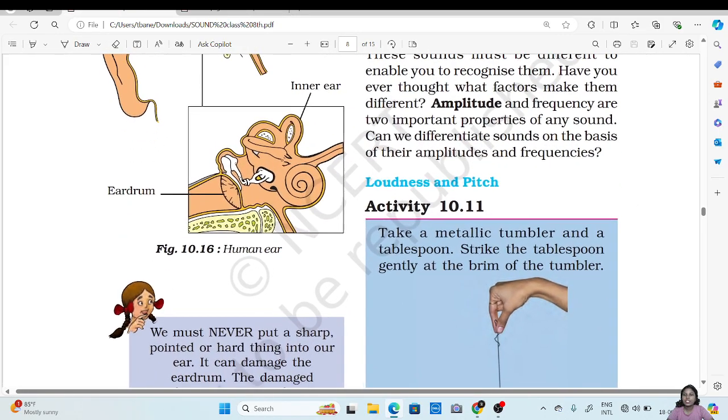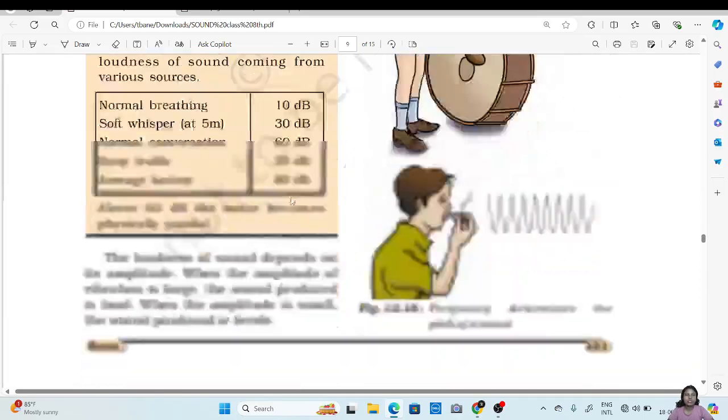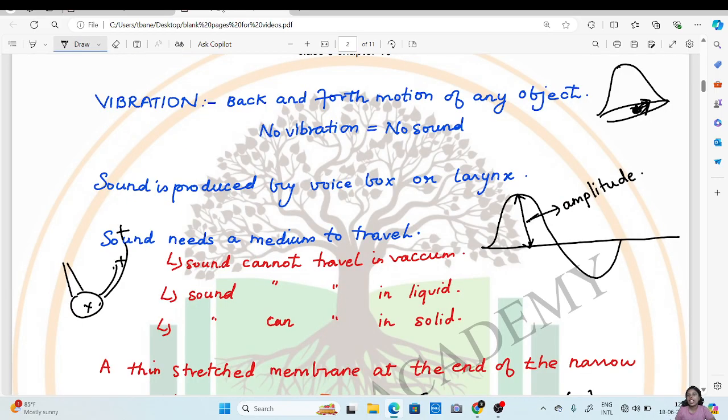So now, can we differentiate sounds on the basis of their amplitudes and frequencies? Loudness and pitch. The loudness of sound depends on its amplitude. What I said earlier about the bell, right? The loudness is defined by this amplitude. Say this round structure goes and hits the wall very slightly. In that case, the sound will be less. So the amplitude with which it is hitting the wall is very low. Therefore, the sound produced is also less.